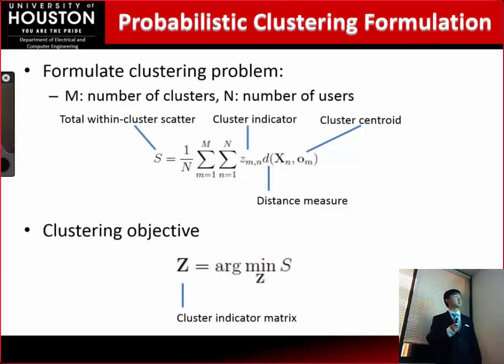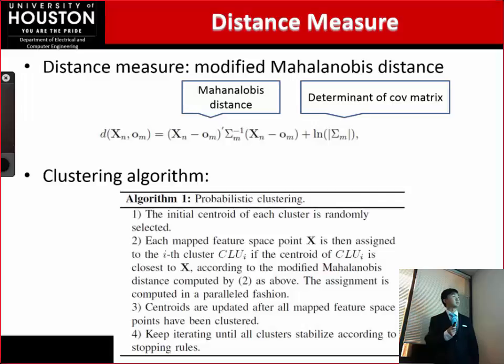Then we formulate the clustering problem. Suppose we know the number of clusters as M, and the total number of data points is N. And we have the cluster indicator Z, with binary values to indicate whether the nth data point belongs to the mth cluster. Then we calculate the total within-cluster scatter as given in this formula, where the function D is the distance measure between the data point xn and the centroid om. So our clustering objective is to minimize the total within scatter with respect to the cluster indicator matrix.